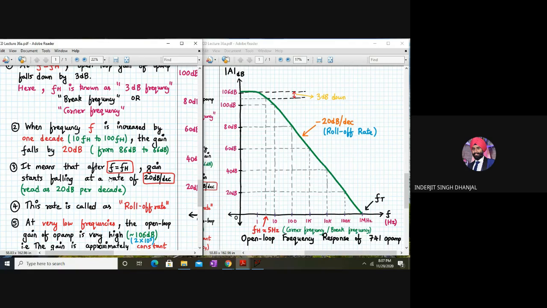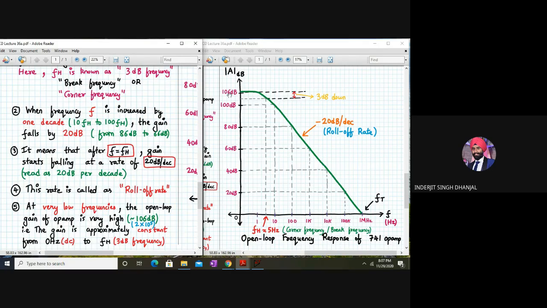So it means that after f equal to fH, the gain starts falling at the rate of 20 dB per decade. If you see over here, the rate at which the gain falls per decade change in frequency is called the roll off rate. This rate at which the gain of the operational amplifier starts falling down is a very, very important and conceptual concept.